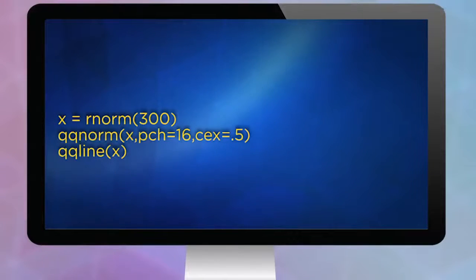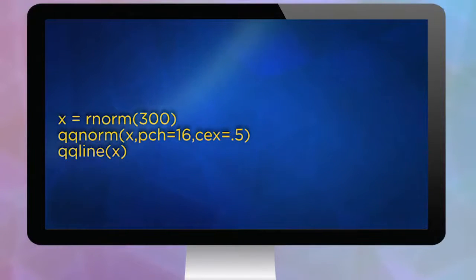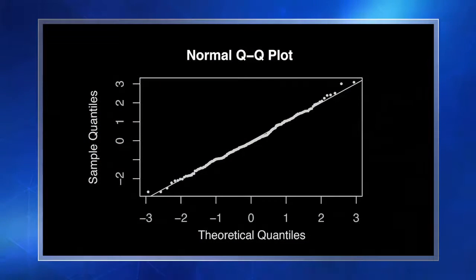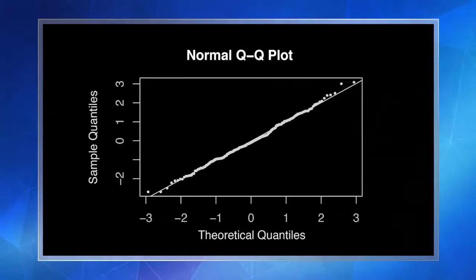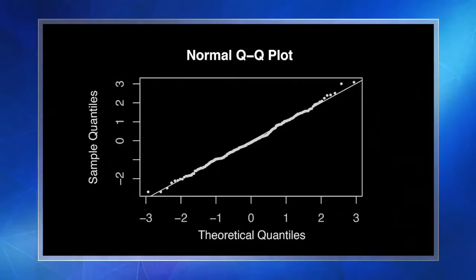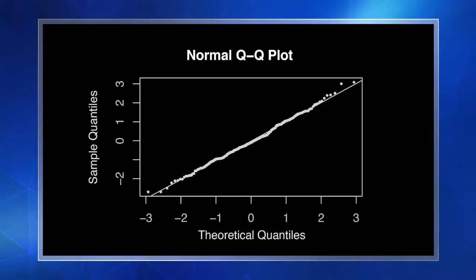Let's do an example of a QQ plot. Here we're going to simulate normal data. So X equals random normal, 300 points. And I want to do a QQ norm of X with a plot character equal to 16 and add a QQ line to that. Here's the output that we get. Notice our simulated data, which are the points, and the line is exactly where a normally distributed data set would fall. Our data set is pretty close, which makes sense because we simulated it from a normal distribution, so it should be pretty accurate, plus or minus a little bit of error.